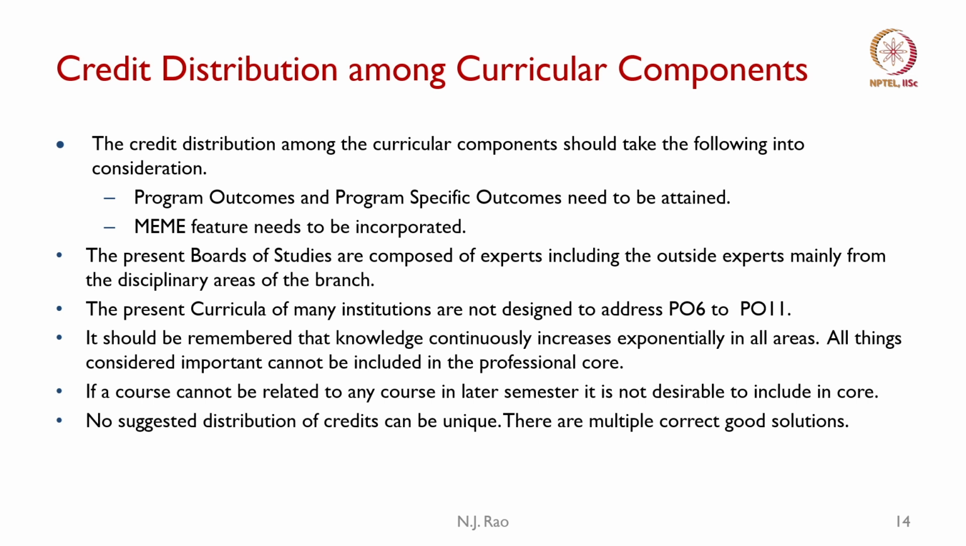And another limitation is the present boards of studies are composed of experts, including the outside experts from industry and so on, mainly from the disciplinary area of the branch. So what happens if you are designing, let's say, mechanical engineering? If all experts are from mechanical engineering area, why would they pay adequate attention to open electives or humanities and social sciences and all the POs that are already specified by NBA? So even the constitutional board of studies will have to be somewhat looked at.